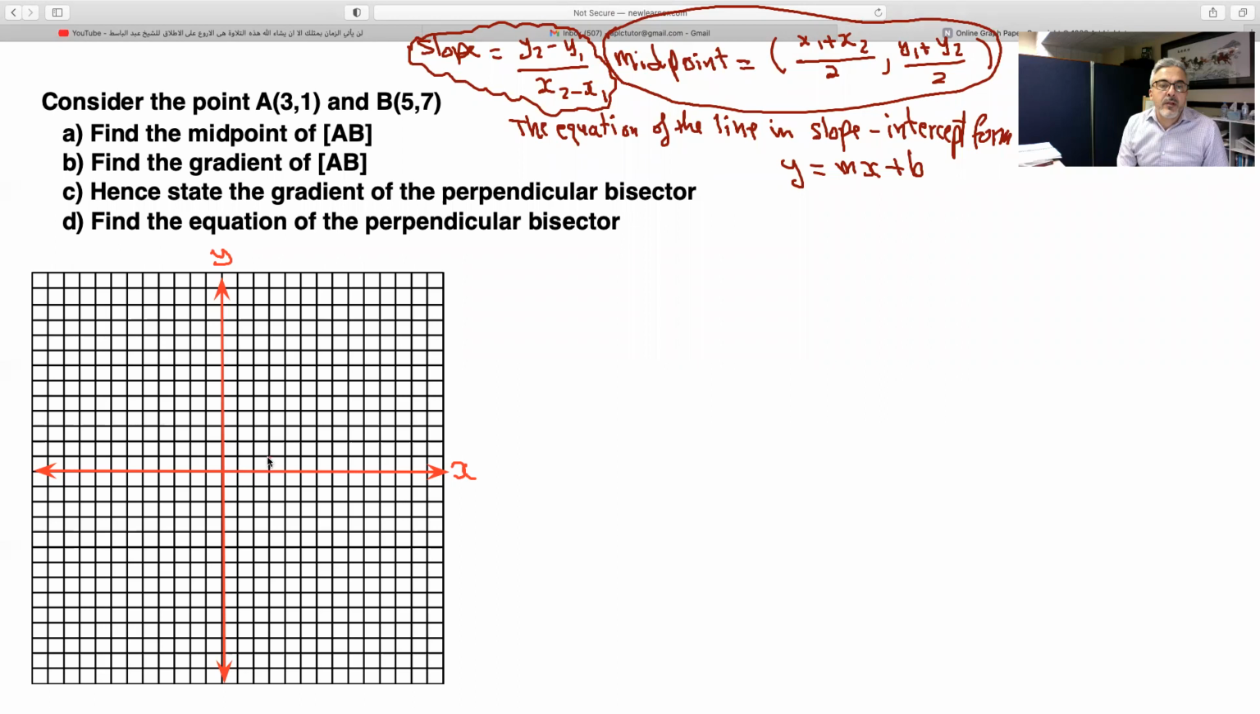So 3 and 1. So this is my point A, which is 3 and 1. And then my point B is at 5 and 7. So it's right there. So this is B at 5 and 7. And this is A at 3 and 1. And this is my line segment right here. So I'm just gonna put a line right there between these 2 points. So now what you're trying to do is find where the middle is of this line.